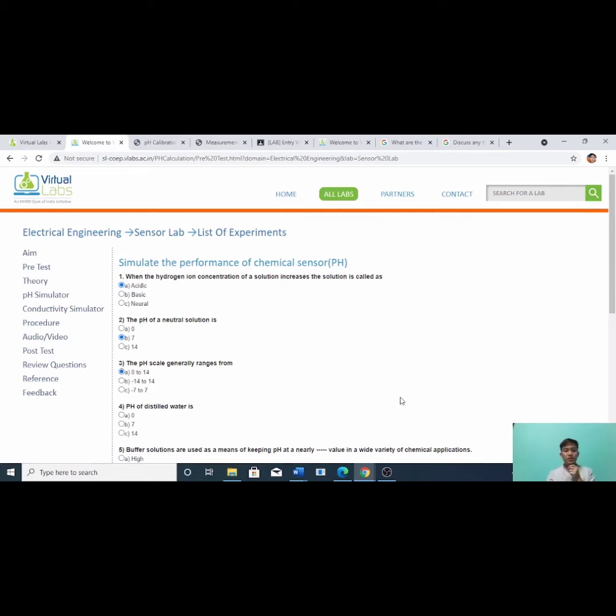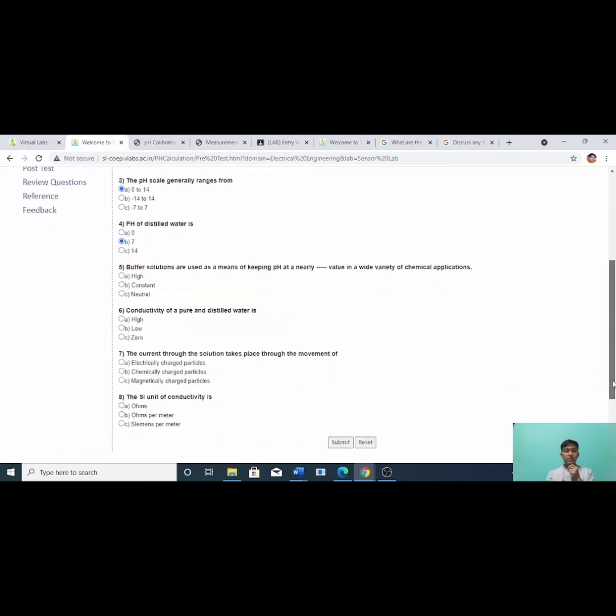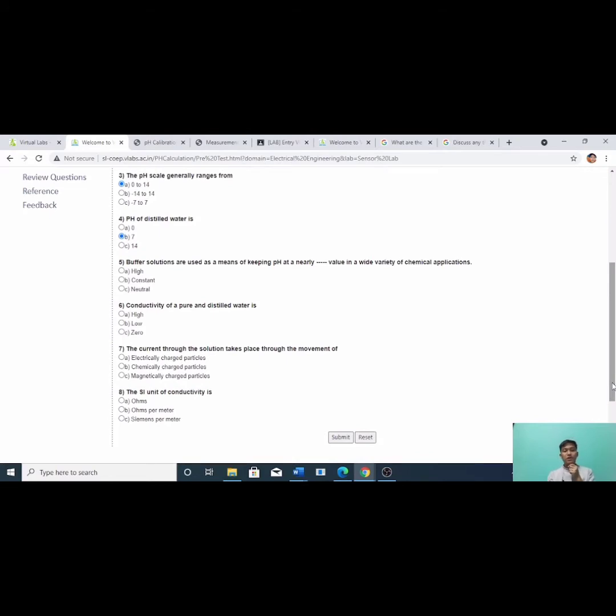Number 4, the pH of distilled water is A. 0, B. 7, C. 14. The answer is 7. Number 5, buffer solutions are used as a means of keeping pH at a nearly blank level in a wide variety of chemical applications. A. High, B. Constant, C. Neutral. B, constant. Number 6, conductivity of pure distilled water is A. High, B. Low, C. 0. The answer is letter C.